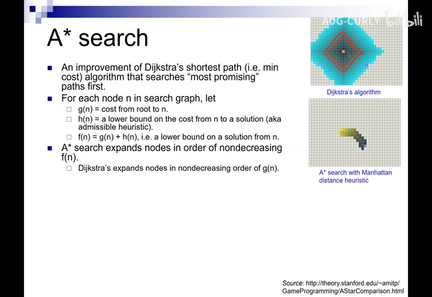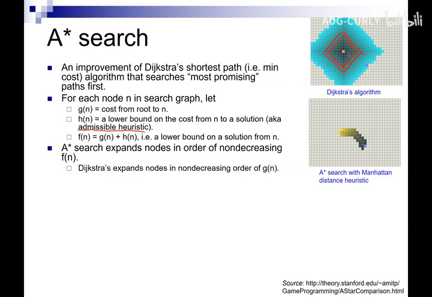The way that A-star search improves on this is that it's going to say that some of these nodes are better than others, some of these nodes are closer to the objective than others. So what does it mean to be better? Well, this is where the heuristic part of A-star comes in. You have to define what's called an admissible heuristic function, which tells you which nodes you should be searching.